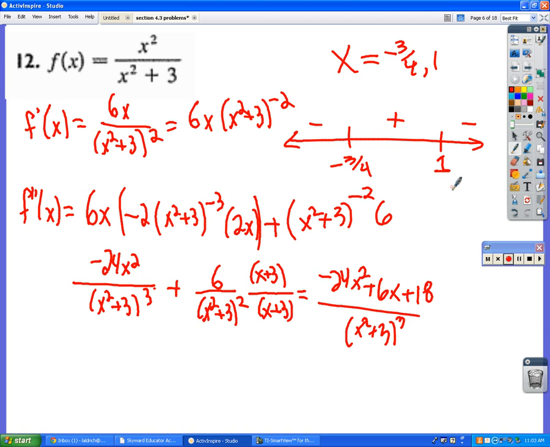Did you plug it into the second derivative? To test for concavity, you plug it into the second derivative. To test for increasing or decreasing, you plug it into the first derivative. To get y values or maximums and minimums, you plug it into the original. My helpful hint would be to write it down. Y values, maximums and minimums: original function. Increasing, decreasing: first derivative. Concavity: second derivative.